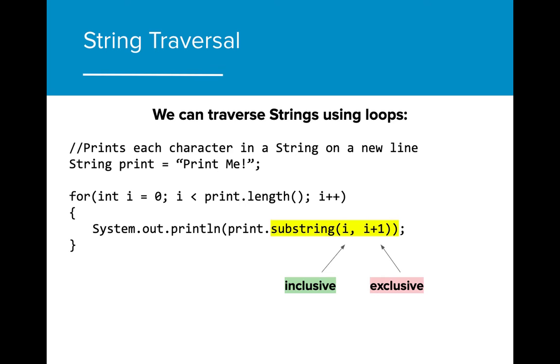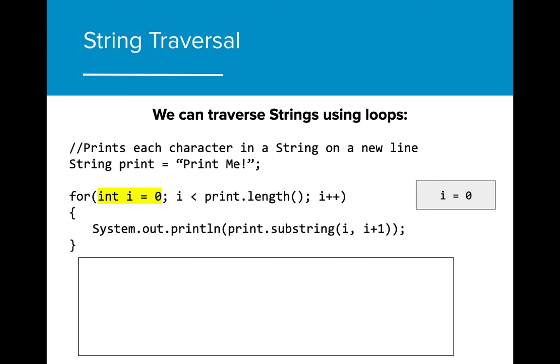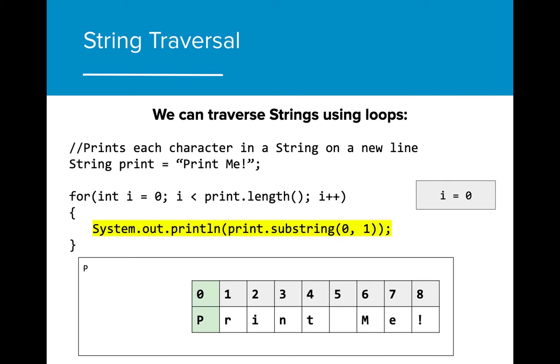Let's see this in action. i is first initialized with the value 0. Then i is checked against the Boolean expression. In this case, because print.length equals 9, i is less than 9. The for loop then is executed. In this case, the print.substring i, i plus 1 is returned to the print statement. Because i is 0, the actual value returned is the result of substring 0, 1. The character at index 0 is P, which is then printed on the screen.